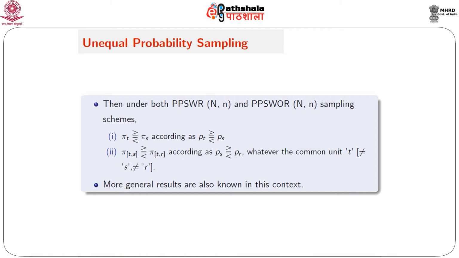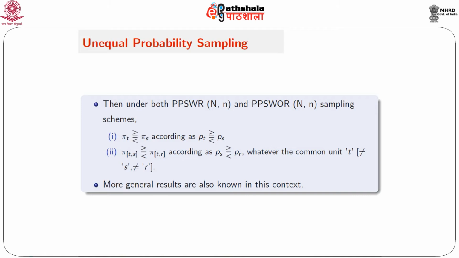Whether it is with or without replacement, pi_t, the inclusion probability of unit t, will be at least as large as the inclusion probability of unit s if the corresponding p_t is at least as large as p_s. This is an if and only if statement.